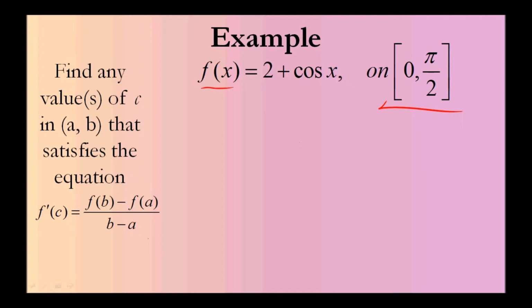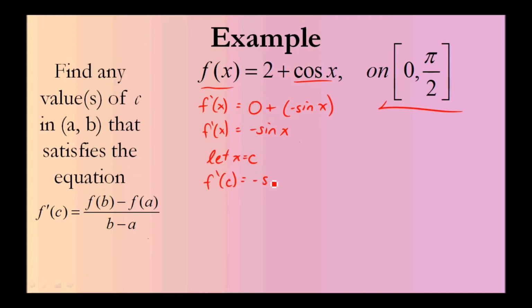First, we're going to differentiate our function. So f prime of x is equal to the derivative of 2, which is 0, plus the derivative of cosine, which is negative sine of x. So f prime of x simplifies to simply negative sine of x. We let x equal c. We have f prime of c is equal to negative sine of c.